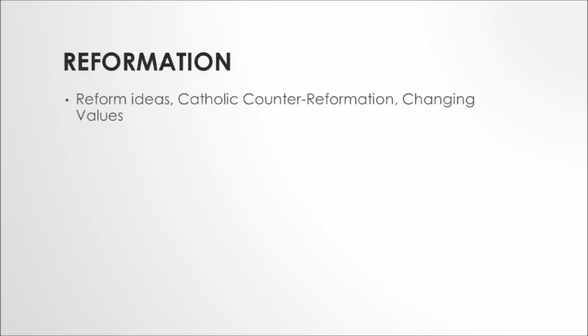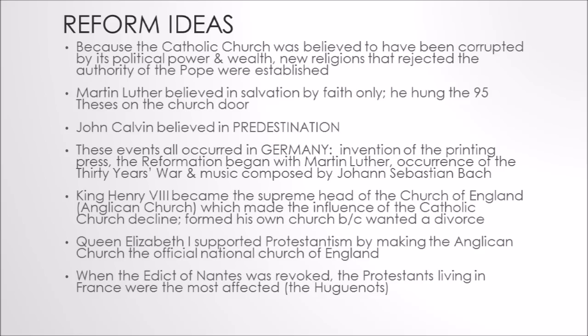The Reformation occurred because of corruption in the Catholic Church. They believed the Catholic Church was corrupt by its political power and wealth. New religions that rejected the authority of the Pope were established. Martin Luther believed in salvation by faith only. He hung the 95 Theses on the church door. John Calvin believed in predestination.